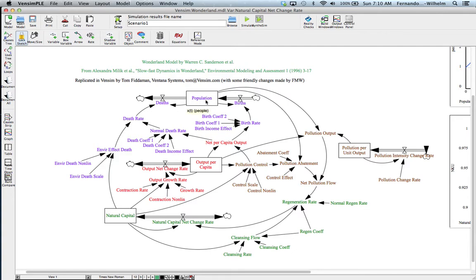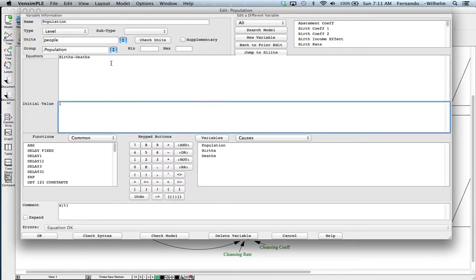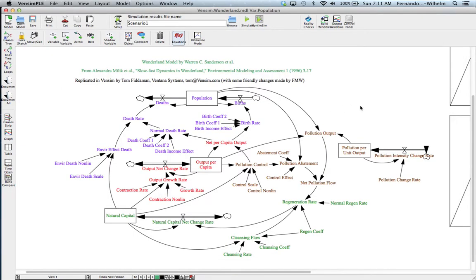So population has got two flows: births and deaths. Okay, and we've seen this pattern repeating itself before. If we quickly take a look at the equations, population is basically births minus deaths. It's got an initial value of 1, and units of people. Because the model's got so many variables, it is useful to have in the comment section which variables of the model correspond to the variables in the paper. Okay, so I think that's important.